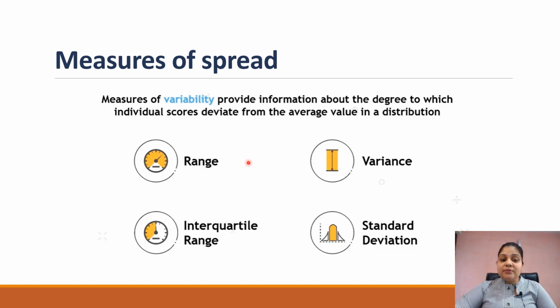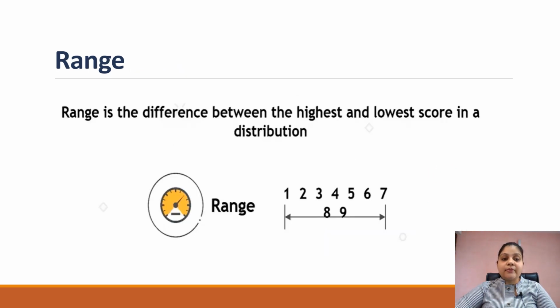So we have four parameters to find out the measure of spread or the deviation from the mean. First is range, second is interquartile range, third is variance, and fourth is standard deviation. So range and interquartile range will go together, and variance and standard deviation will go together. So let's see them one by one.